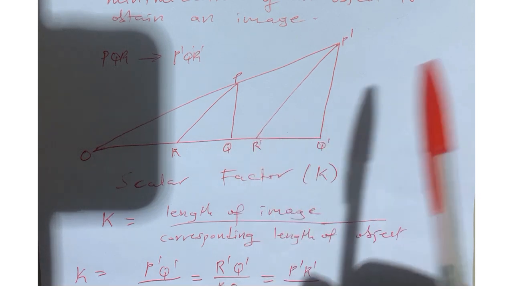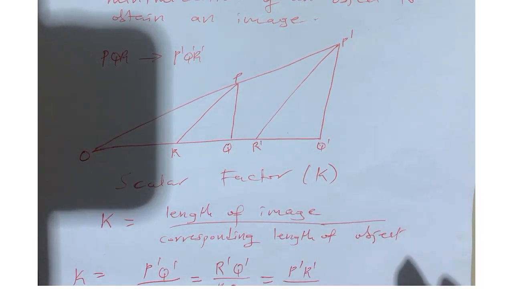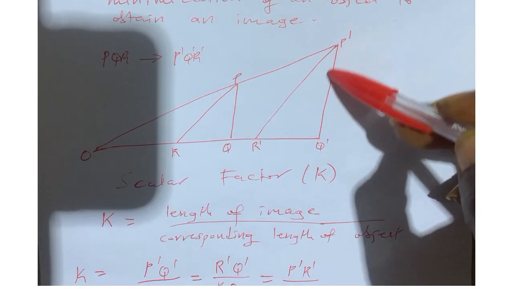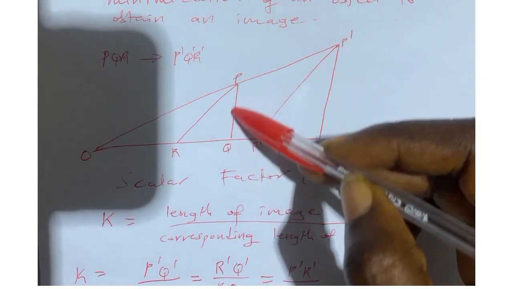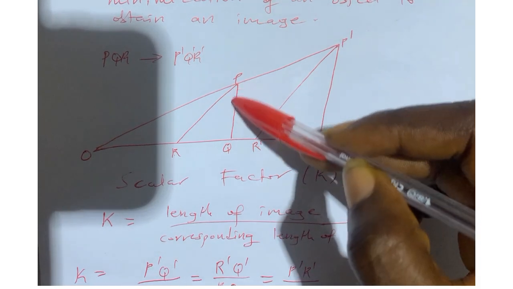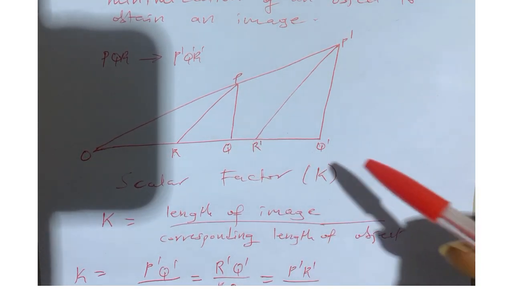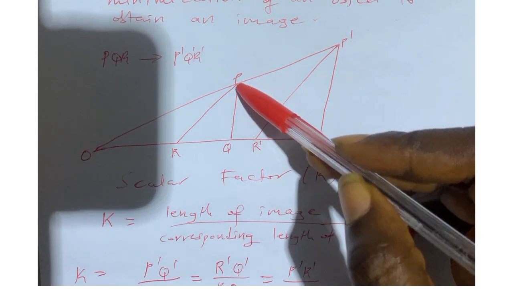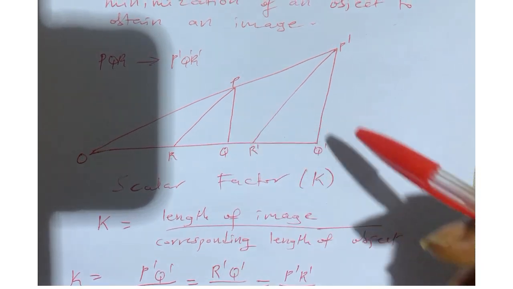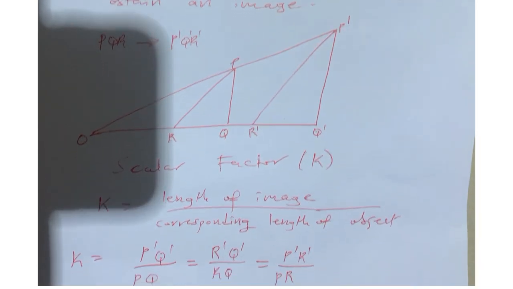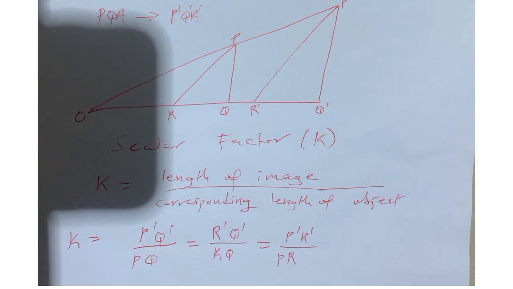But actually, any corresponding side could help you find the scale factor. So this side and this side, this is the image and this is the object, and this side will help me find the scale factor. I can also consider this side and this side of the triangle. I can also consider this side and that side, and they will give me my scale factor, right? So in our next video, we'll be solving an example involving what we just demonstrated here.